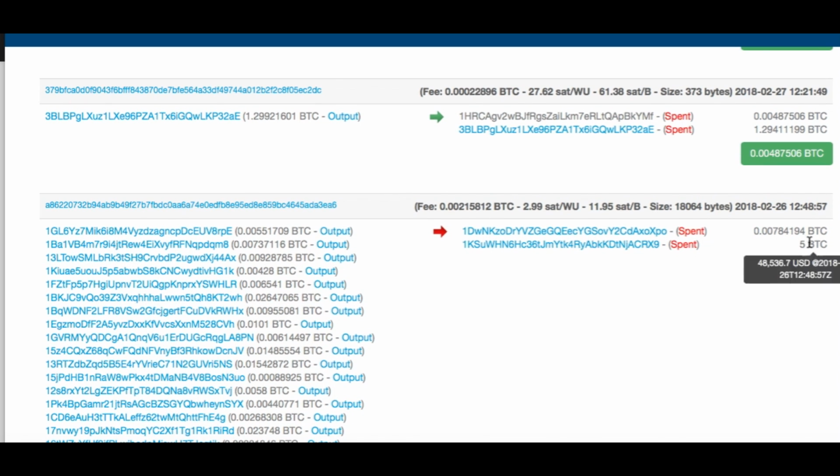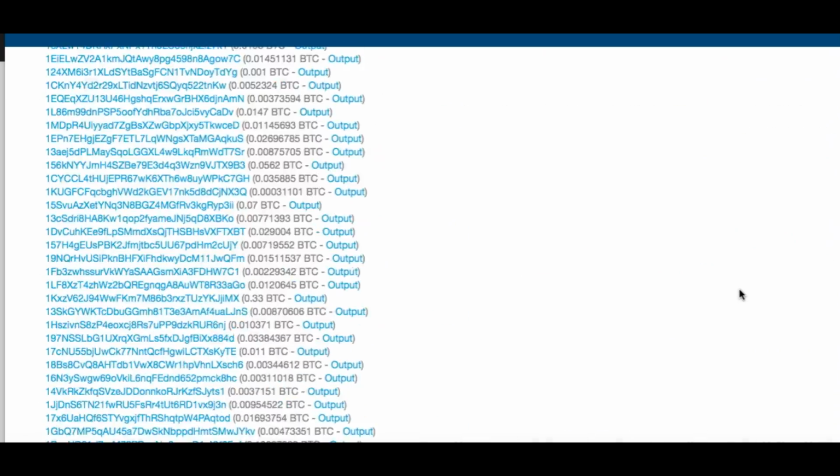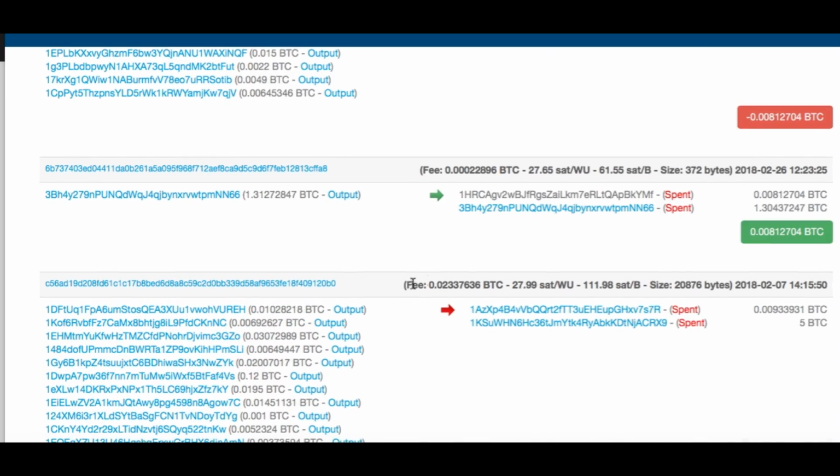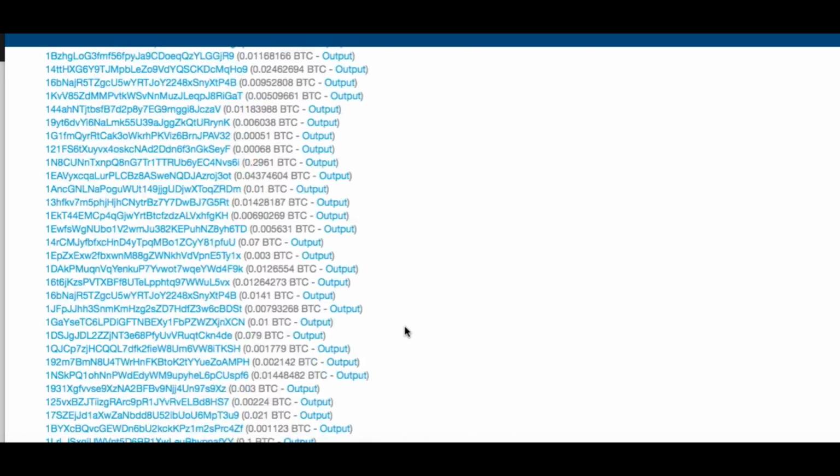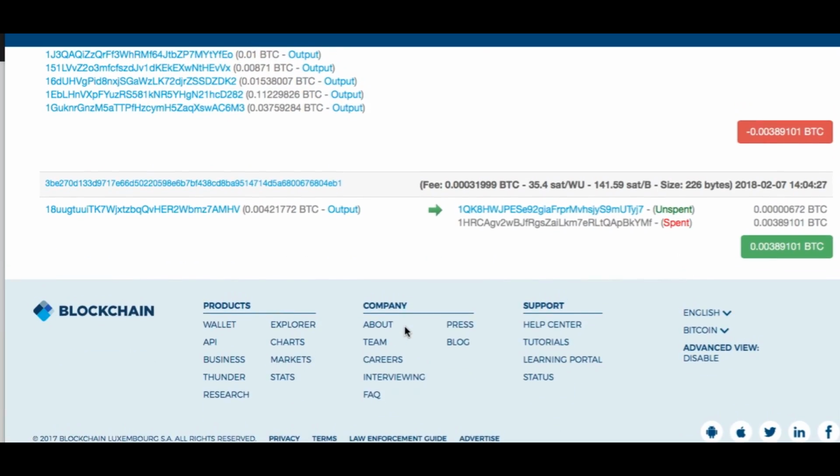Okay, here we go. We have 5 BTC. 5 BTC output. All the different outputs. Here's different addresses. Okay, so these could be customer addresses. It could be customer addresses. 720. This was in February.